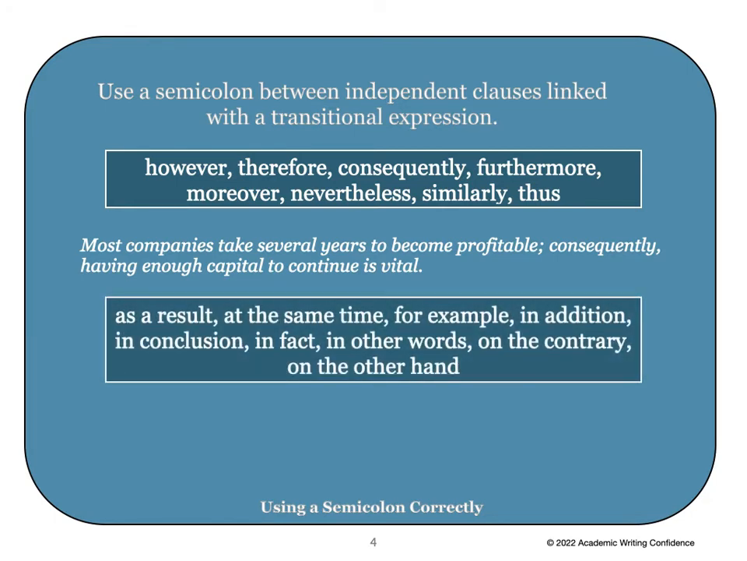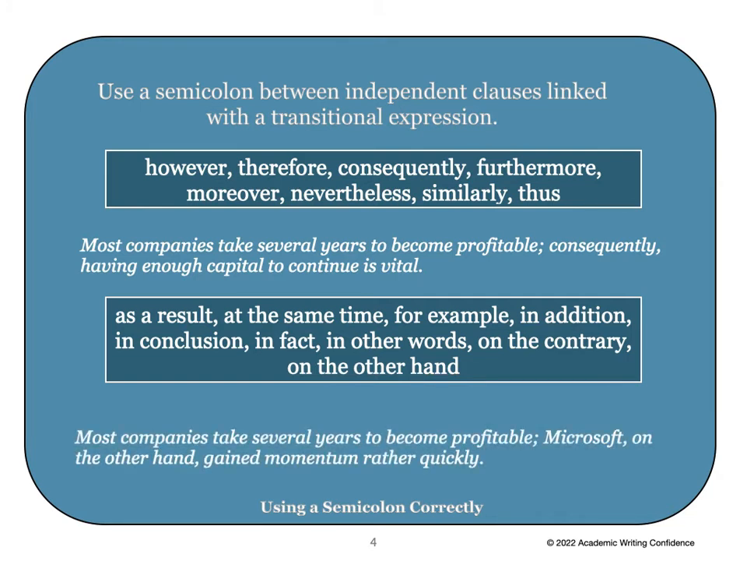Here are a few more that can be used in the same way. These transitional expressions have more than one word. They are short phrases. Most companies take several years to become profitable; Microsoft, on the other hand, gained momentum rather quickly. Notice that after the word consequently, we need to put a comma. And the phrase, on the other hand, because we have added the word Microsoft at the beginning, we need to include a comma on both sides of the phrase, on the other hand.